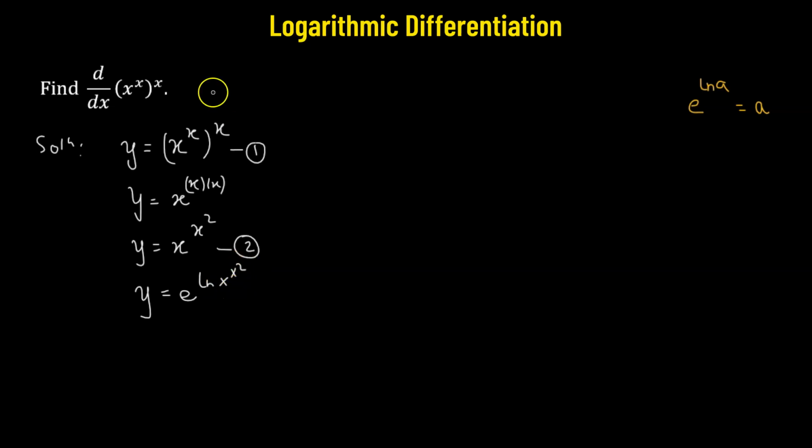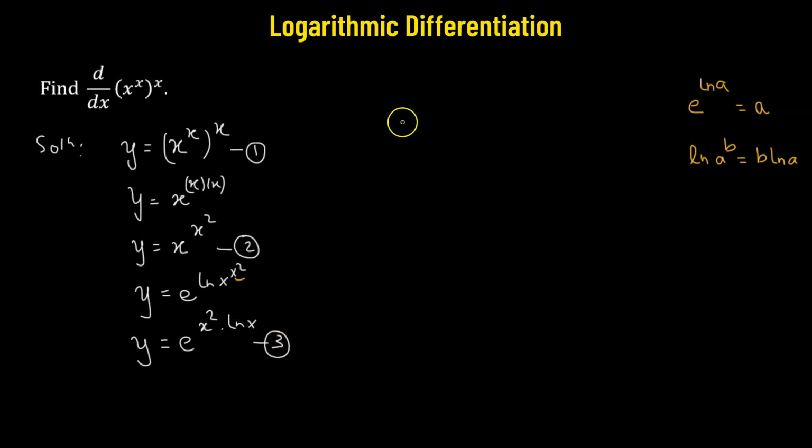Now the reason we have done this is that we have another property of logarithms which states that log of a raised to the power of b is equal to b times natural log of a. So here we have x squared as the power of x. That means we can bring it to the front of the logarithm and rewrite it as e raised to the power of x squared times log of x. So let this be number 3.